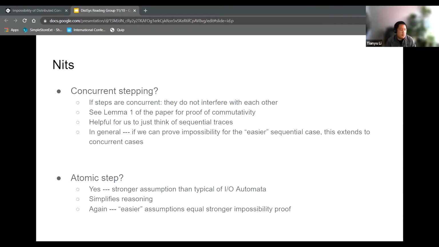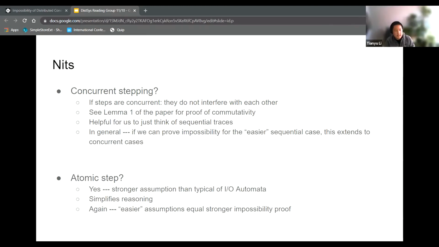In general, if we can prove impossibility for the easier sequential case, this extends, obviously, to the harder concurrent cases. Like if you can't solve the sequential case, how can you possibly hope to solve the concurrent case, right? So that'll be a theme we take throughout this presentation: for impossibility proofs, weak guarantees and strong assumptions are always good, because that's a stronger impossibility result.